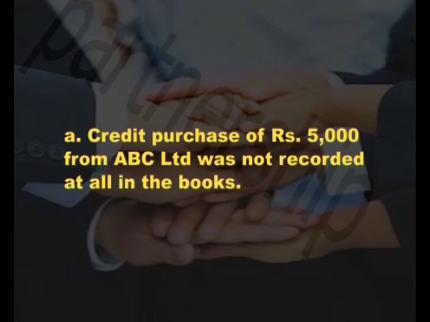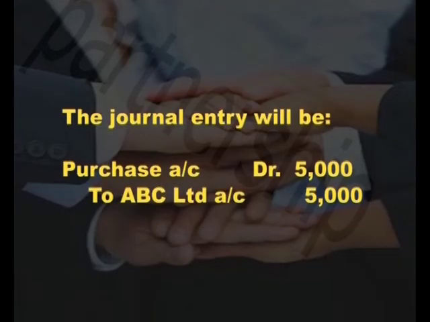For example, A, credit purchase of rupees 5,000 from ABC Limited was not recorded at all in the books. Now, this is an error of complete omission. The journal entry in this case will be purchase account debit rupees 5,000 to ABC Limited account rupees 5,000.